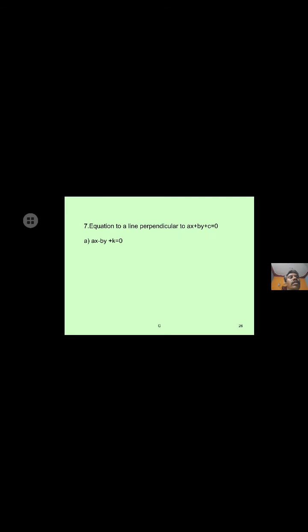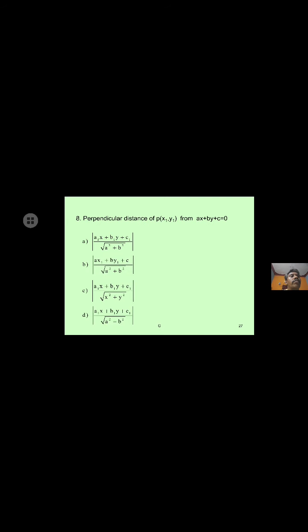Now the equation of a line perpendicular to ax plus by plus c equals to 0. I already told you, that is bx minus ay plus k equals to 0. So answer is B. Next, the perpendicular distance of point x1, y1 from ax plus by plus c equals to 0 is ax1 plus by1 plus c by under root of a square plus b square. So option is B.